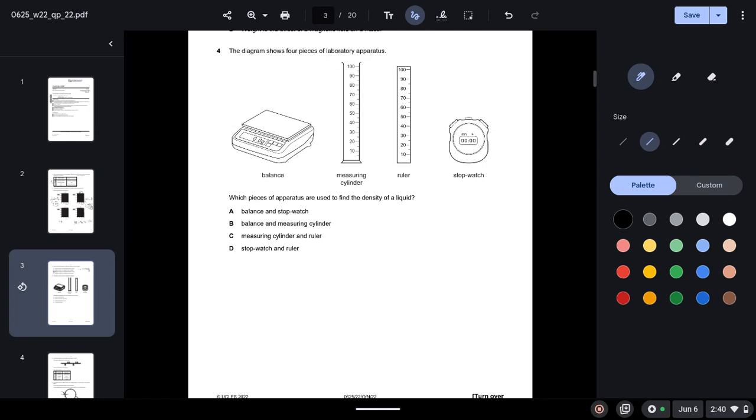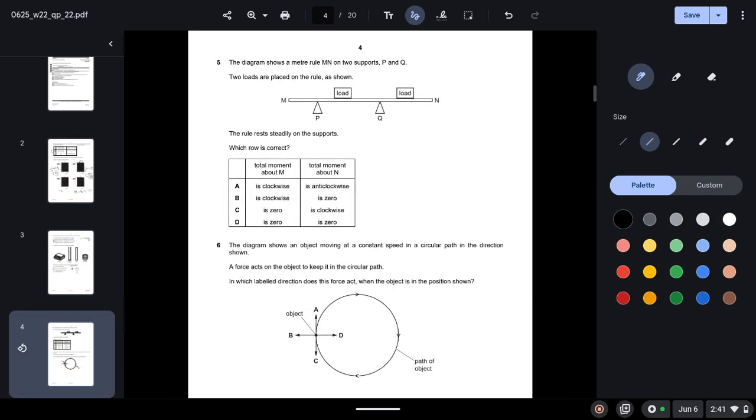Question 4. The diagram shows 4 pieces of laboratory apparatus. Which pieces of apparatus are used to find the density of a liquid? So to calculate density, we need mass and volume. So mass we can find out using a balance, and volume we can find out using a measuring cylinder.